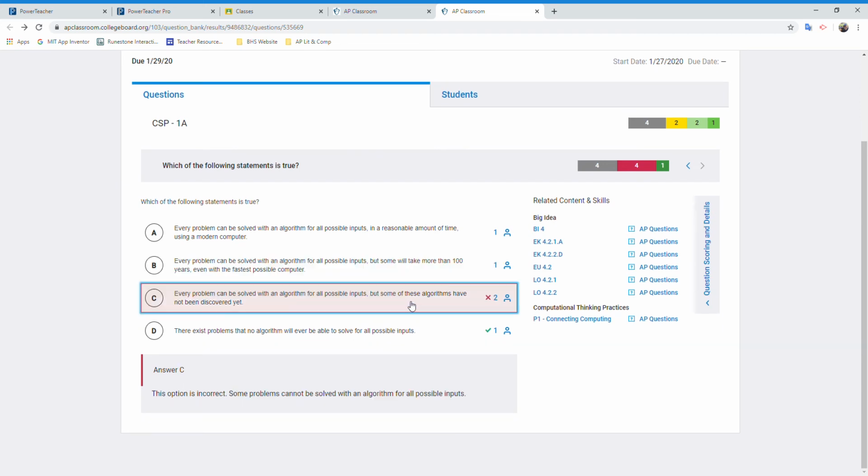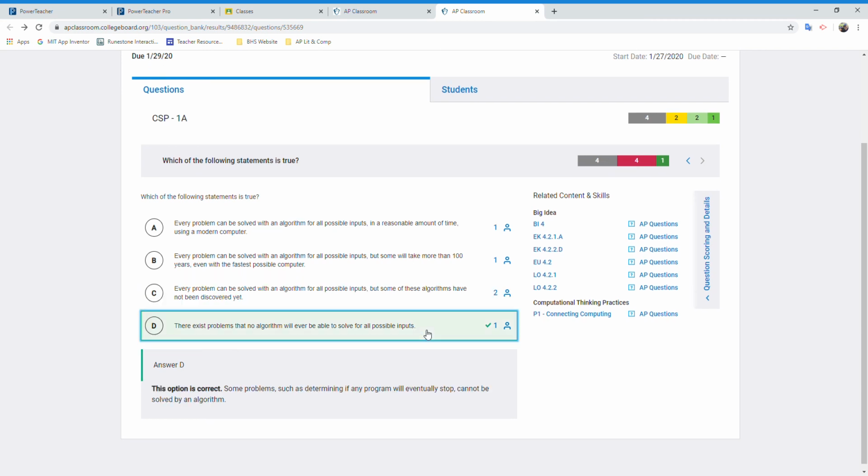Then we go down here to C. Every problem can be solved with an algorithm for all inputs, but some of these algorithms have not been discovered yet. If I had answered this incorrectly, I would have answered C. I would have agreed with the two people here because I like the Star Trekness of it, that human potential says we will figure out computer-wise how to solve all of our problems.